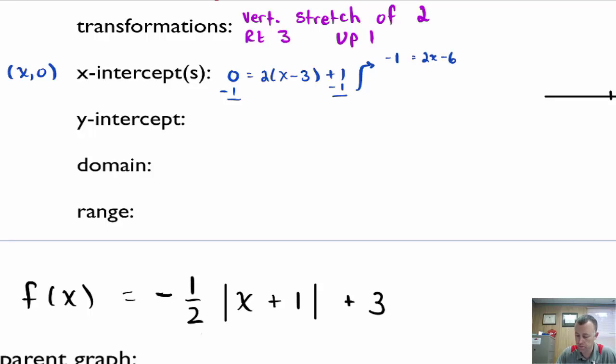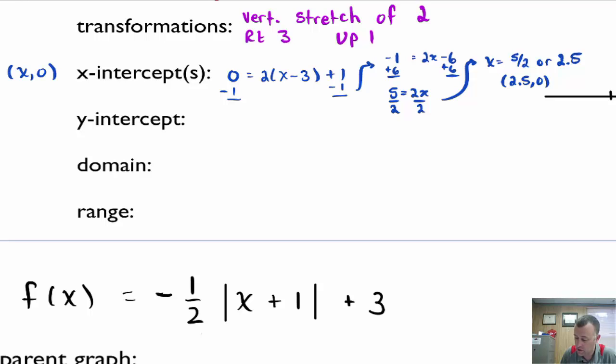We're going to distribute that 2. Next, I'll go ahead and add 6 to both sides. So that's going to be 5 equals 2x. And finally, I will divide both sides by 2. So I end up with x equals, you can either call it 5 halves, or you can call it 2.5, whatever you want to call it. I'm going to call it 2.5.